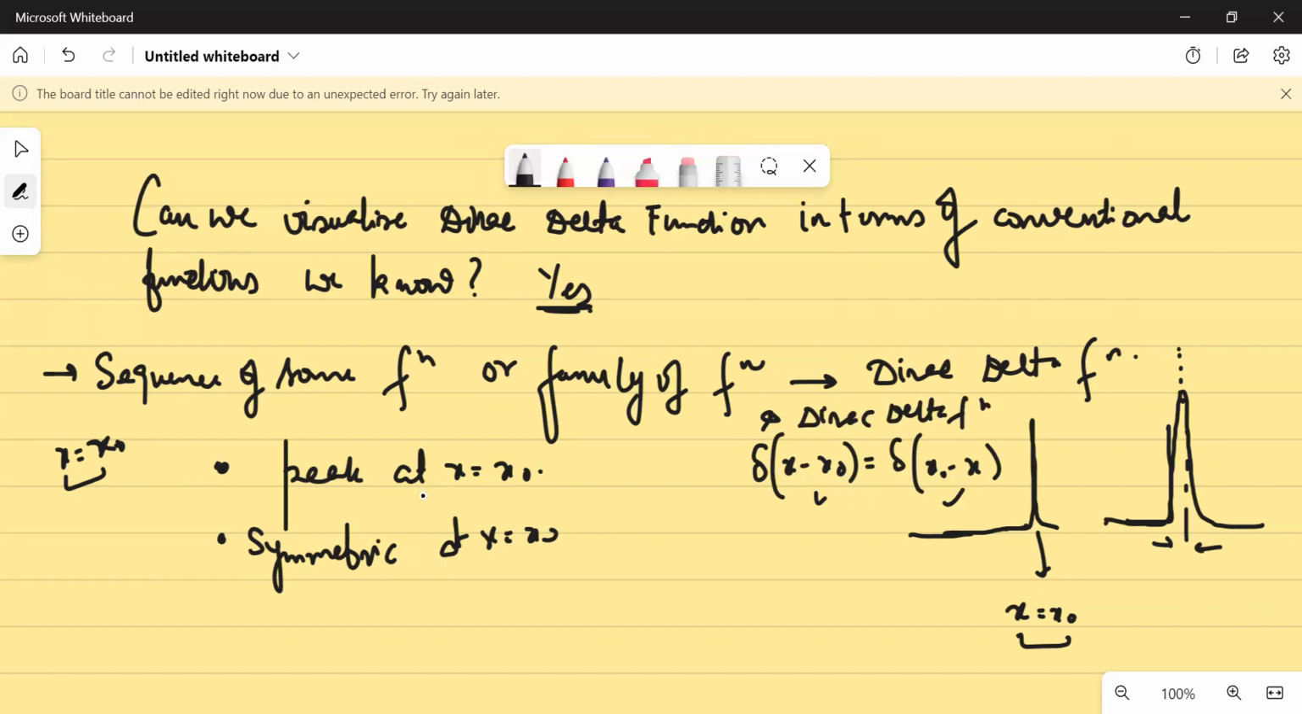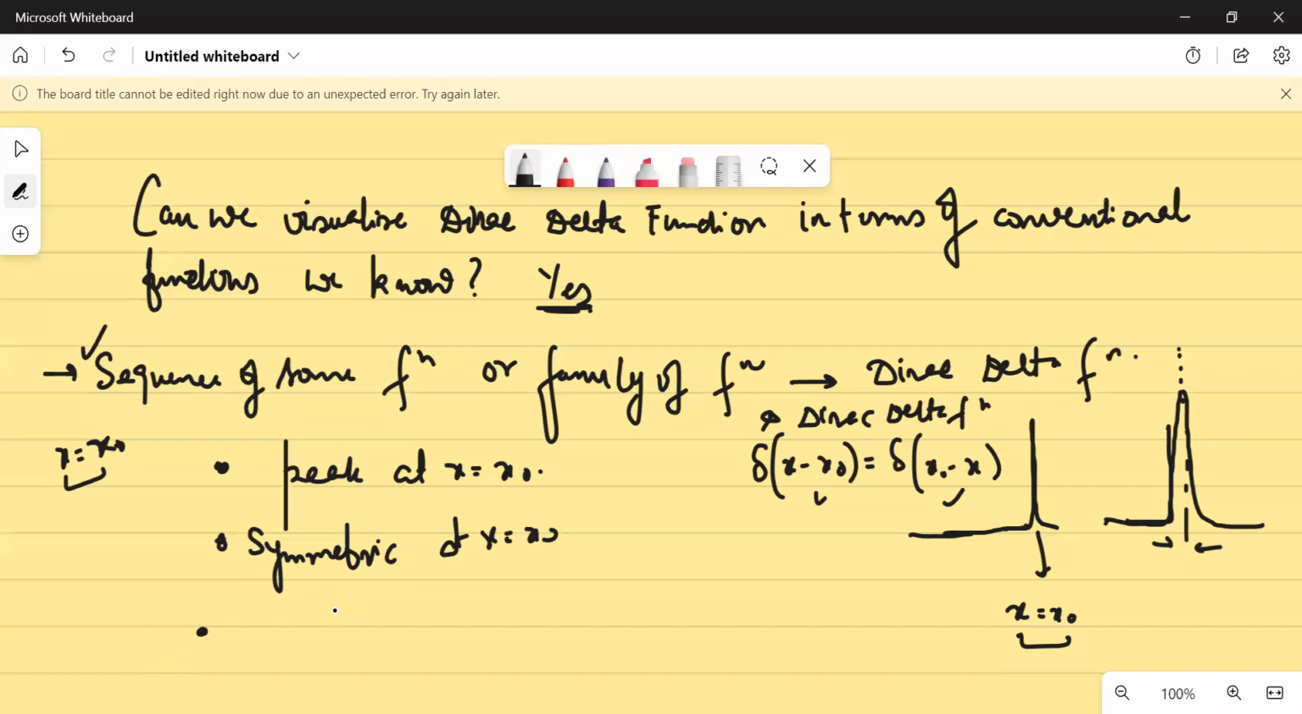Overall, we're trying to find out if, at all, a Dirac delta function can be represented as a sequence of some function or family of functions. In order to define a Dirac delta function as a sequence of functions, you need certain behavior. It should have a peak at x equal to x naught, and it should be symmetric at x equal to x naught.